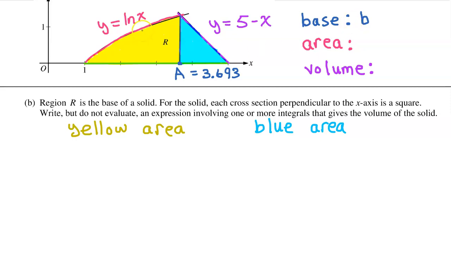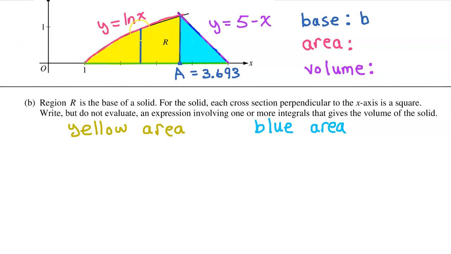However, the expression will be different depending on whether we are in the yellow side of region R or the blue side. So we are going to have to write two different expressions. Basically, we will find the volume of the yellow side and the volume of the blue side separately and then add them together. So let's start with the yellow side.